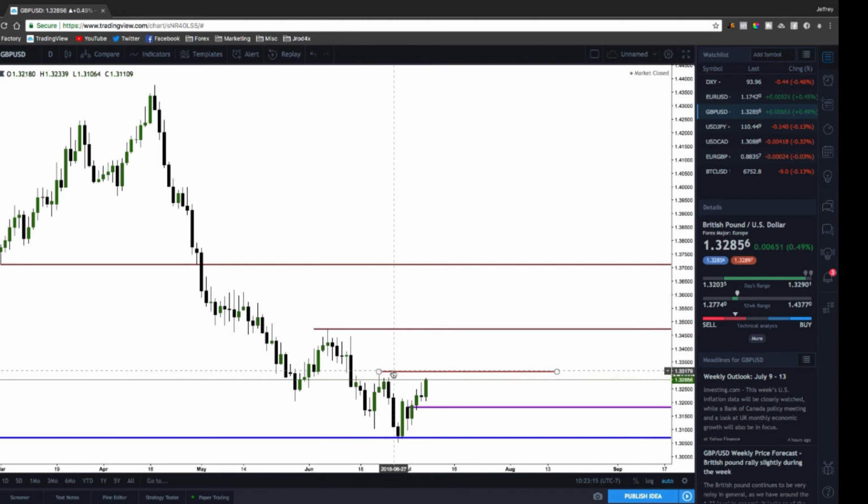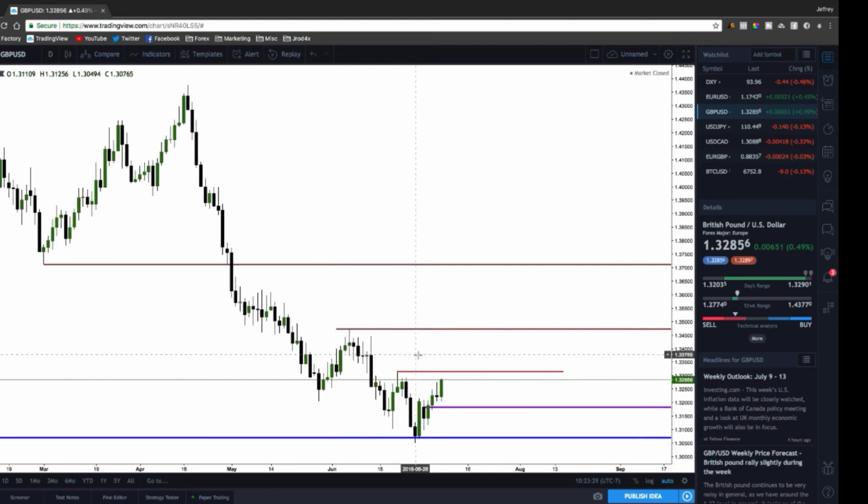But in terms of upside objectives, I'm going to be looking for 33.15 and then this high here at 34.70. So those are the two levels that I'll be looking at for the upside.